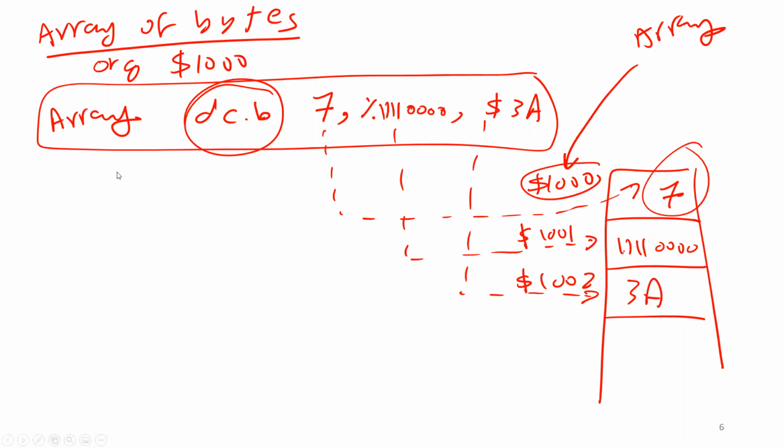So what I did right now, I explained how you can define variables and how you can define initialized arrays of bytes. I'm now going to explain how you can define uninitialized variables and arrays. Any questions?